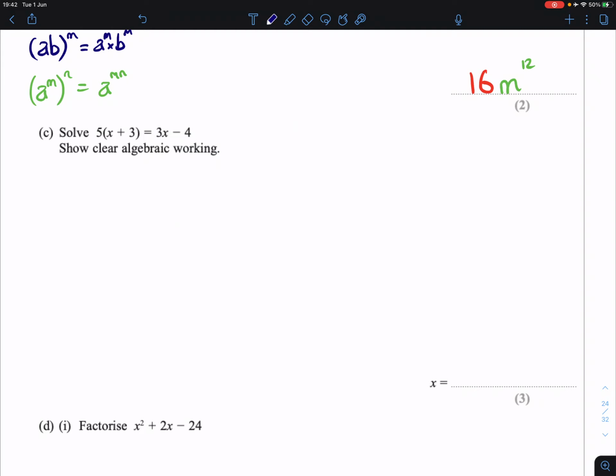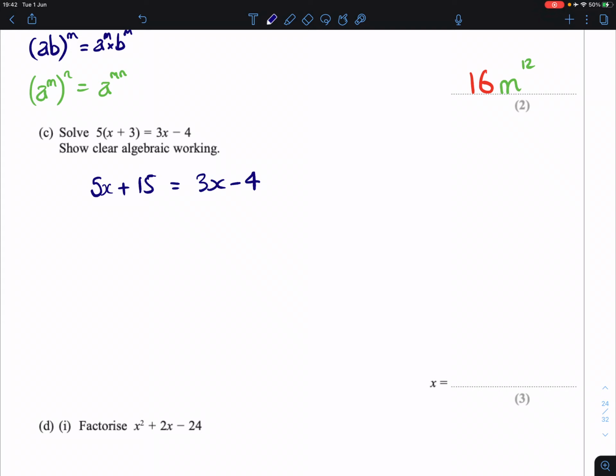There are no fractions to deal with. We then have brackets to expand, so that's the first thing I'm going to do, is break out brackets here. 5 times x, 5x, 5 times 3, 15, equals 3x minus 4. There were no fractions to deal with. We've now dealt with all the brackets.